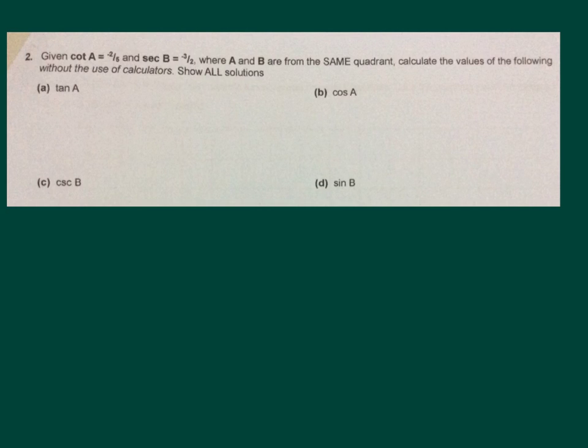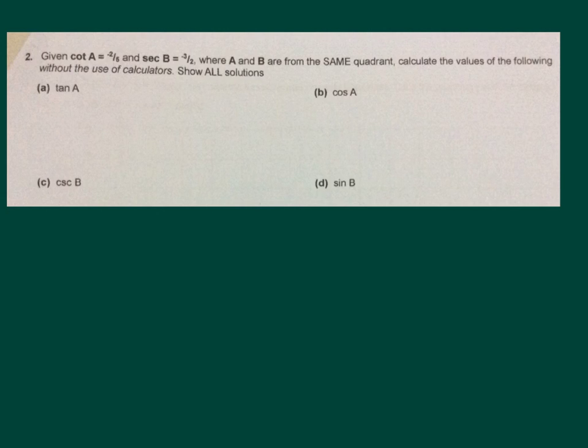Okay, so here we have the following problem that says, given that cotangent A is negative 2 over 5 and secant B is negative 3 over 2, where A and B are from the same quadrant, calculate the values of the following without the use of calculators. Show all solutions. We have to find tangent A, cosine A, cosecant B, and sine B.